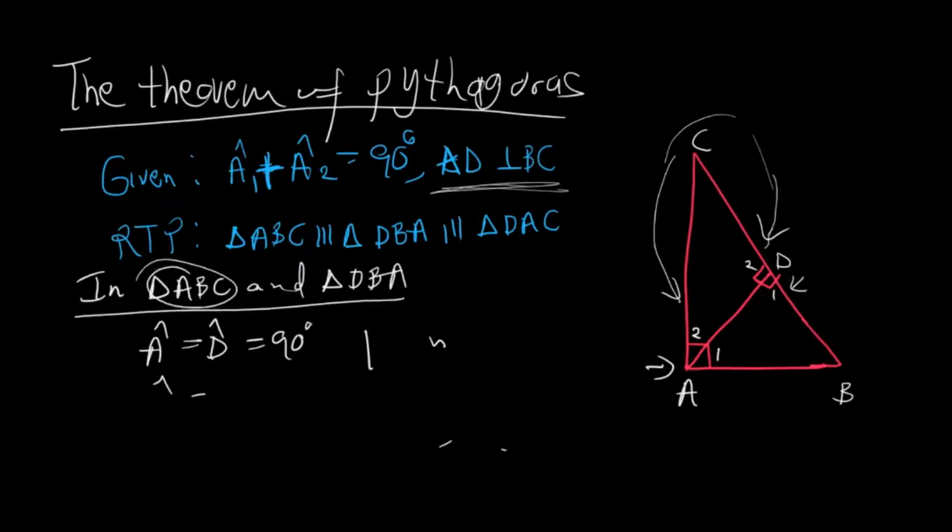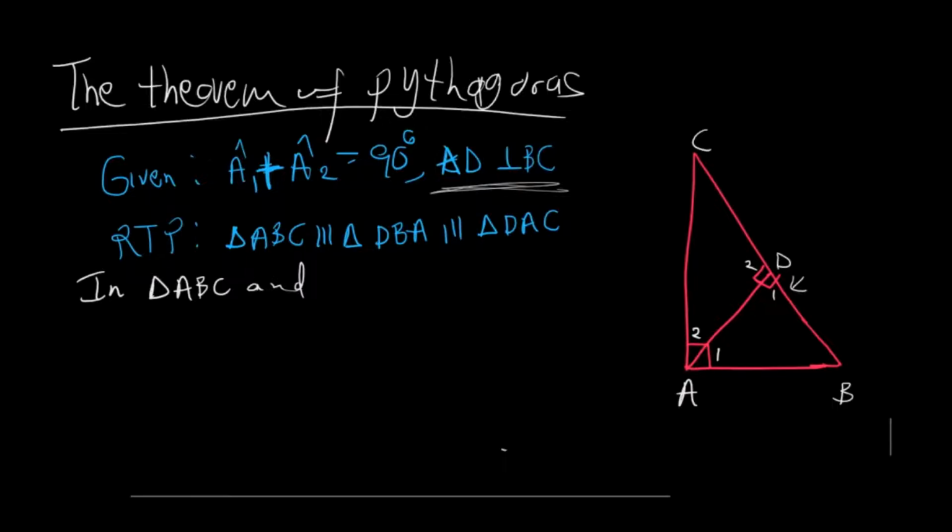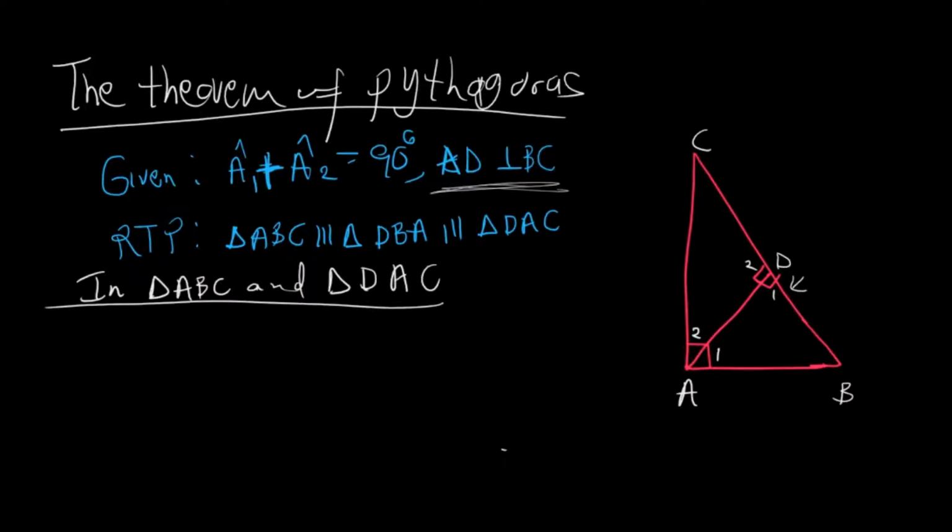Erase this. So you remove this, and then now we are going to compare these two triangles. Just erase this so that everything is neat. So now we're going to compare triangle ABC with triangle DAC, which is this one here. So what can you compare between these two triangles?